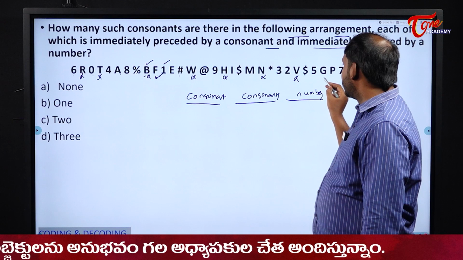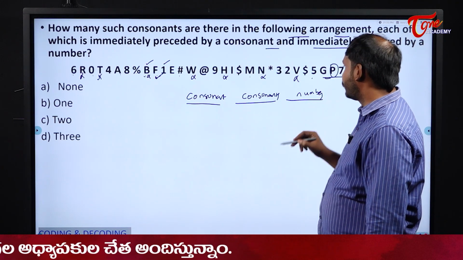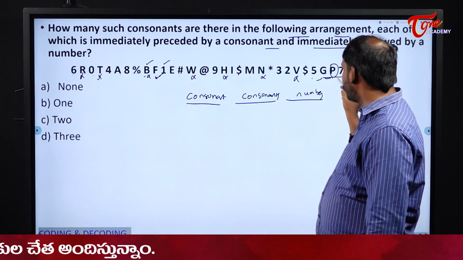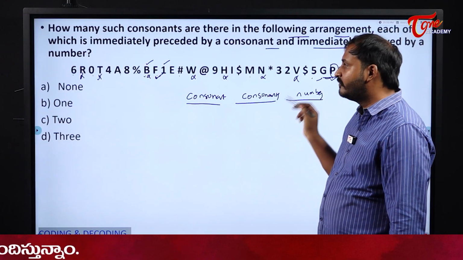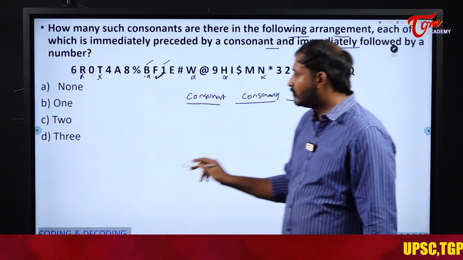Not possible. Next, G, not possible. Now please check P. Yes, it is possible. P is preceded by a consonant and followed by a number. So overall, how many do we have here? One is at this F and one is at this P. So overall we have 2 here.